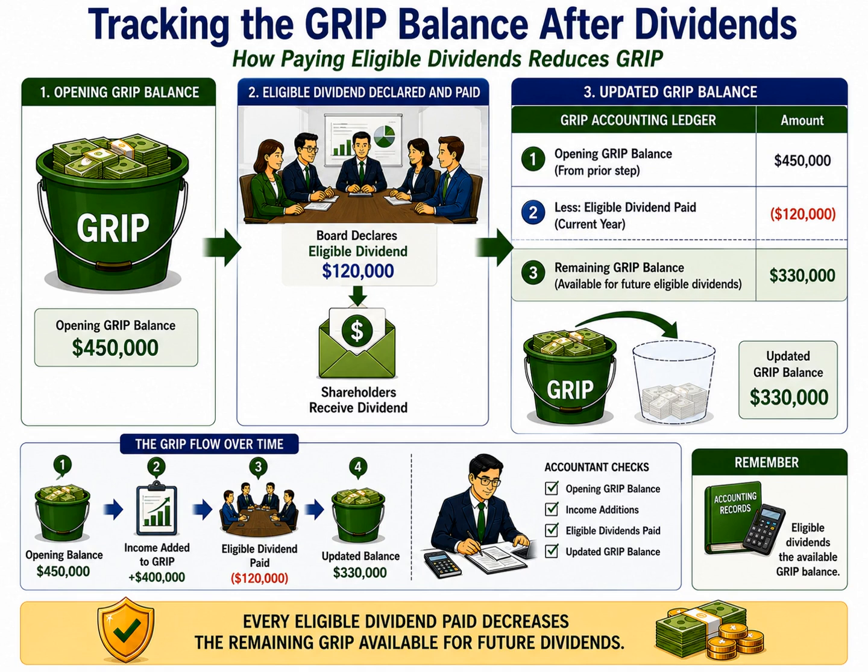The key takeaway is simple. Every eligible dividend paid reduces the corporation's available GRIP balance. By updating the balance after each dividend, the corporation maintains accurate tax records and ensures that future dividend designations continue to comply with the Canadian corporate tax rules.